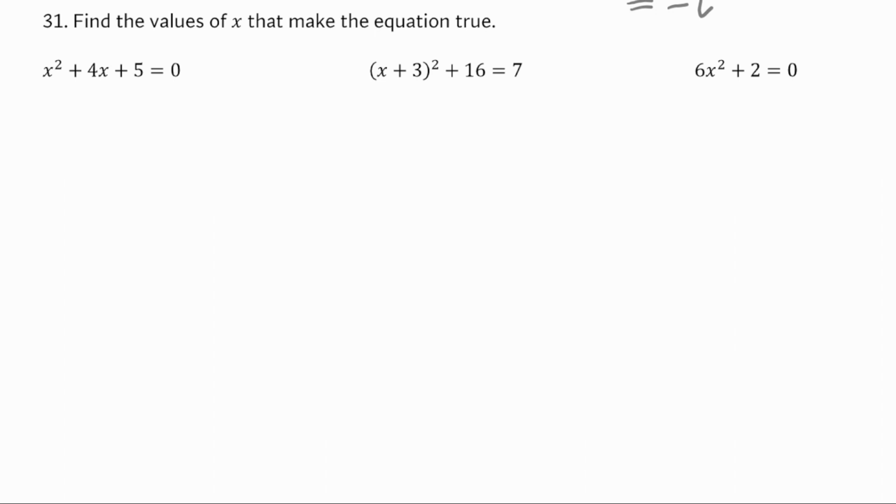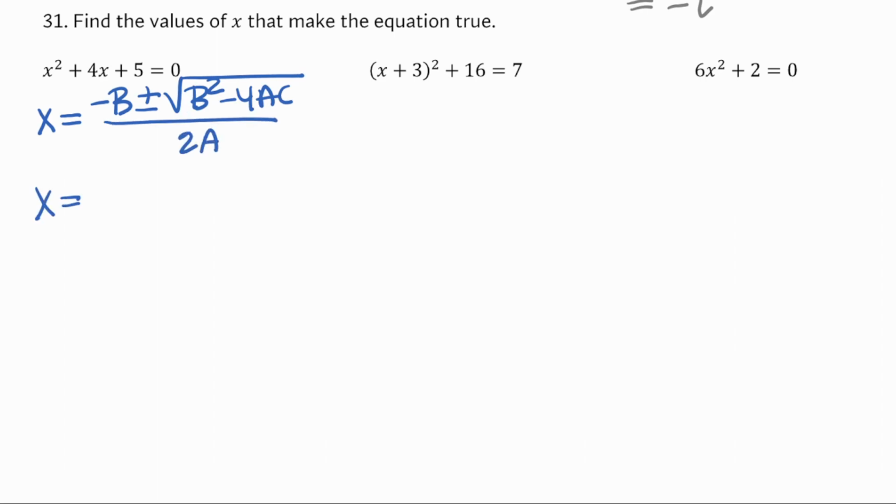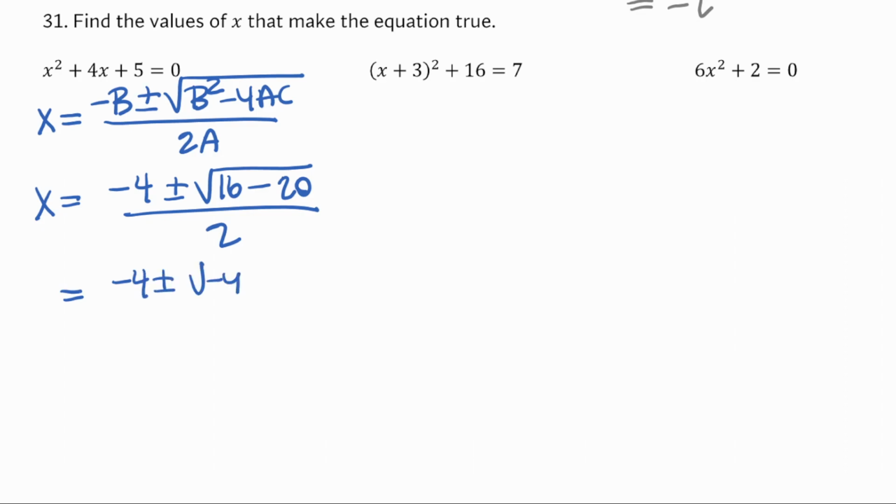All right, so we know x equals, I'll even copy it down, negative b plus or minus the square root of b squared minus 4ac, all divided by 2a. So in this case, it's going to be negative 4 plus or minus the square root of b squared is 16 minus 4 times a times c is b, 4 times 1 times 5, all divided by 2 times 1. Okay, but we can work with this now because this is negative 4 plus or minus the square root of negative 4 all divided by 2.